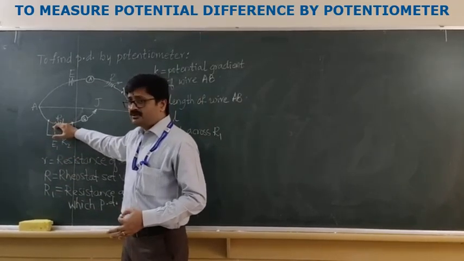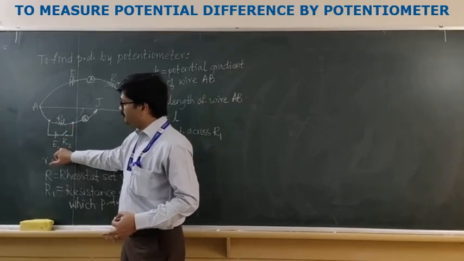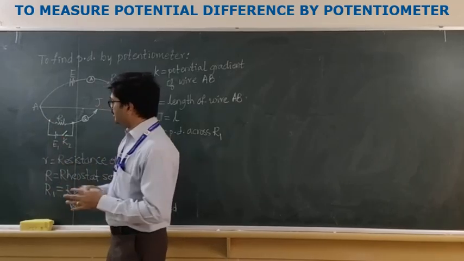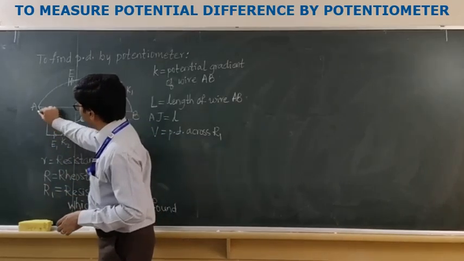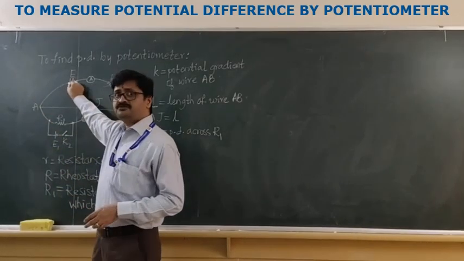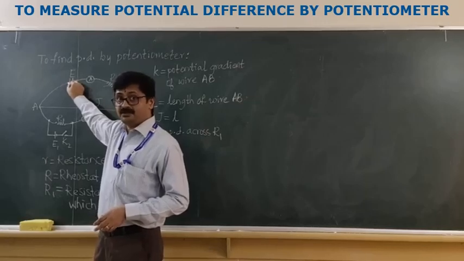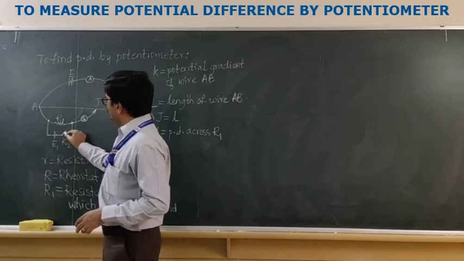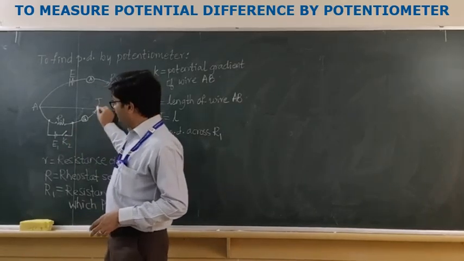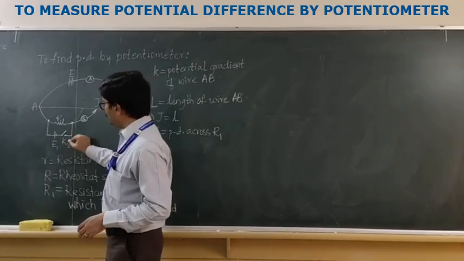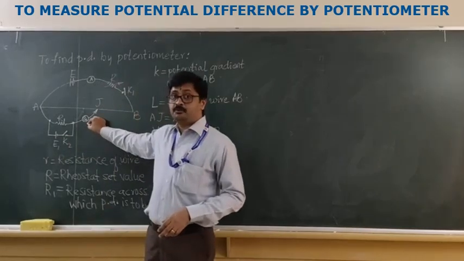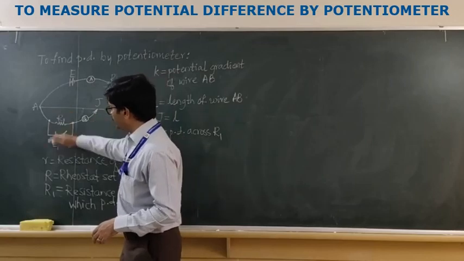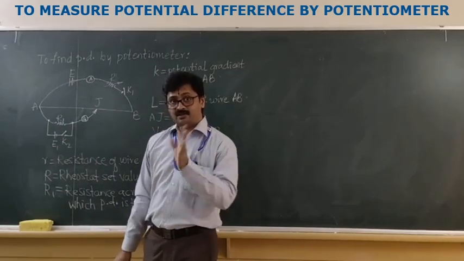So across R1 I am considering a cell of EMF E1. Okay, so this cell is connected such that its positive terminal is connected to the positive terminal of the strong battery, capital E. Okay, and the negative terminal of the cell is connected to jockey J through what? Through key K2 and a sensitive galvanometer G. Okay, so this is how we are showing this secondary circuit here at the bottom.